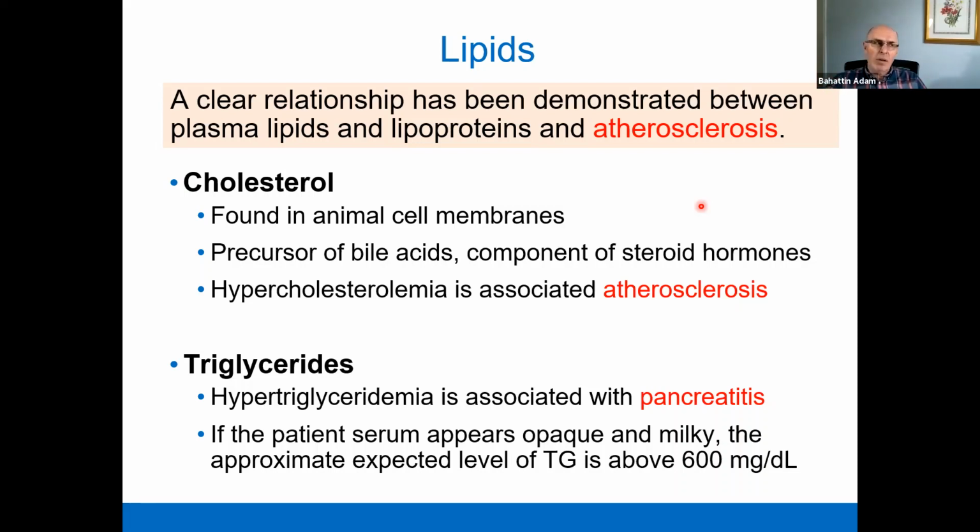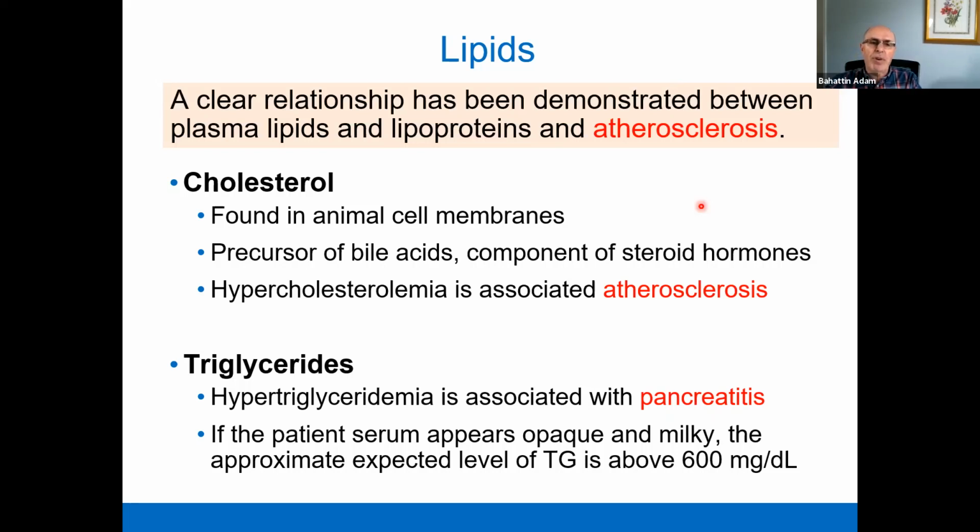If you talk about lipids, what do lipids mean? Cholesterol, phospholipids, triglycerides, these are all lipids, but it is cholesterol and maybe triglycerides that we are talking about today, which circulate in our blood and are related to either atherosclerosis or some other health issues.